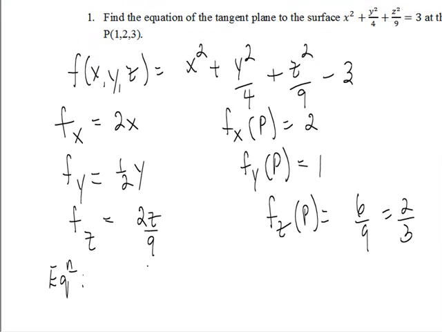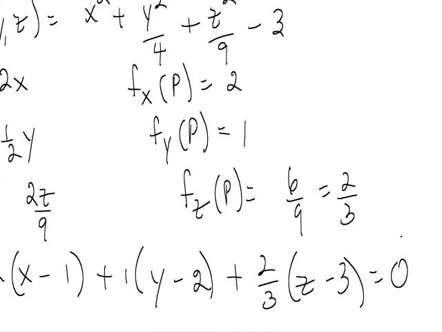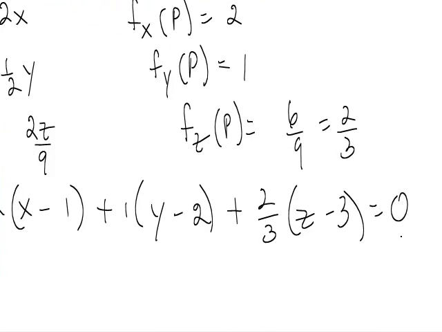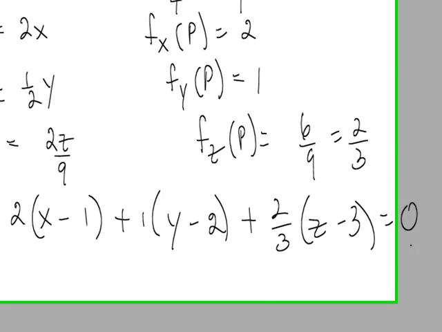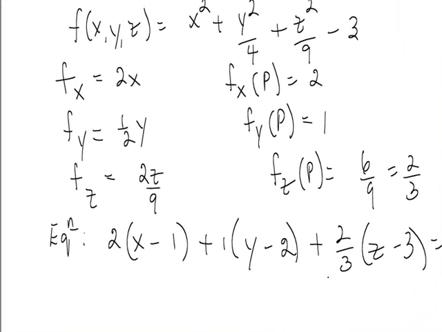Okay, so let's find the equation. It's the partial with respect to x, 2, times x minus the x coordinate of P, plus 1 times y minus the y coordinate, 2, plus 2/3 times z minus 3, equals 0, and you just simplify. Now doesn't that look familiar to you? You did that some time ago when you were doing vectors, right? And you found these, the 2, 1 and 2/3 was the normal. Remember that? The normal to the plane, or to the surface.